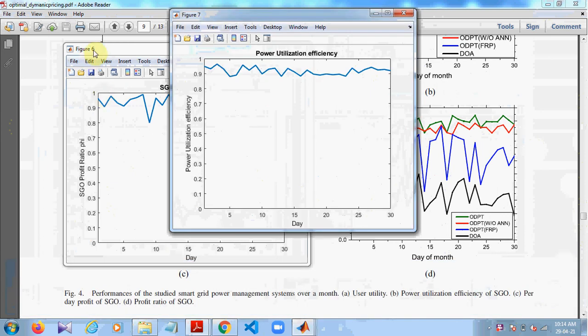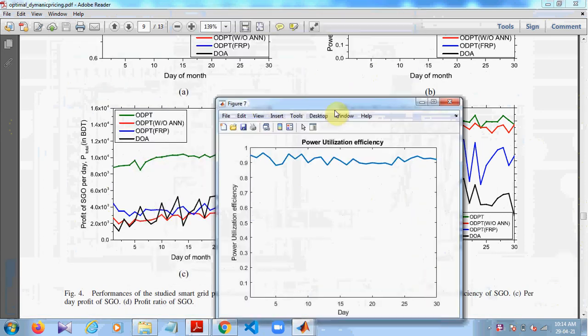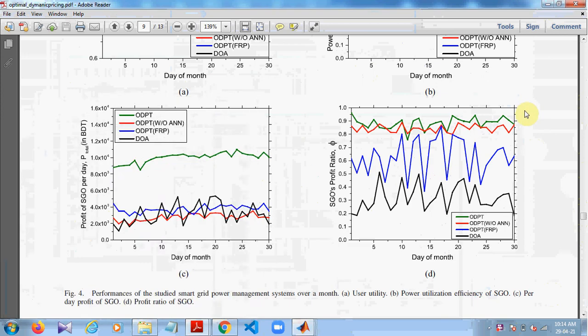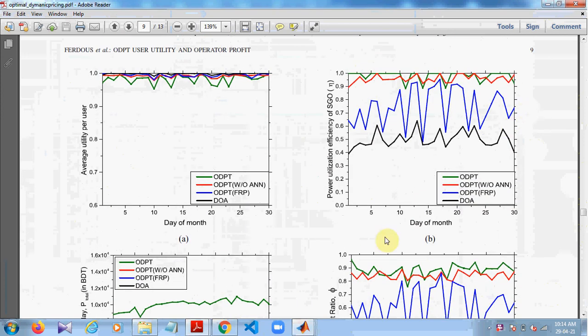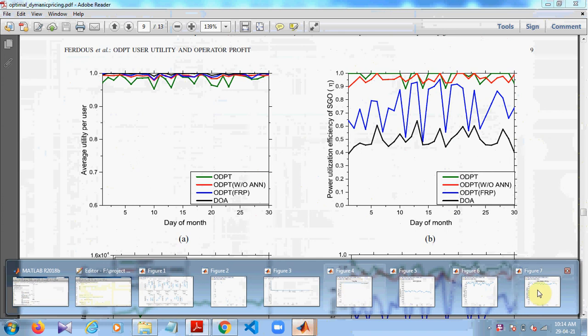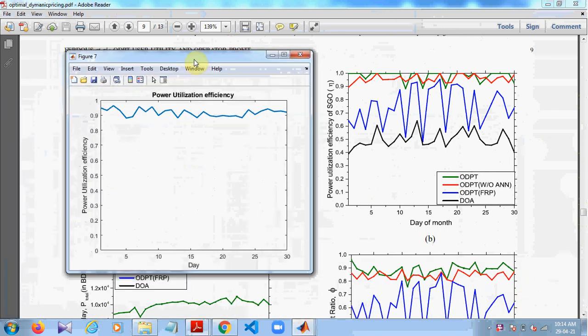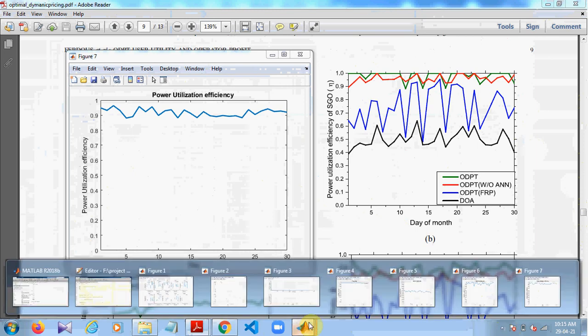This is our power utilization efficiency graph. This is the power utilization efficiency new, and this is our outcome graph. You can see the OPDT green line, which is very similar to our utilization graph. So hence this graph is also satisfied. Likewise, we have printed all the graphs which were mentioned in the paper for the over provision scenario.